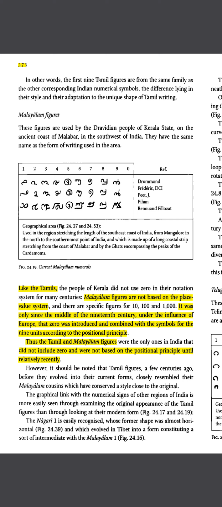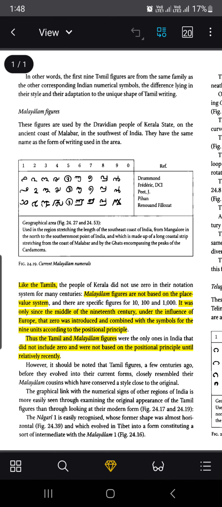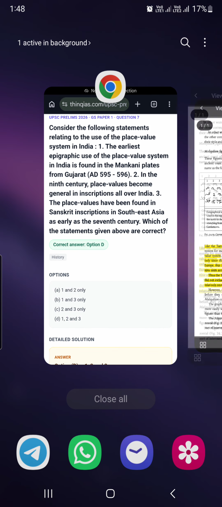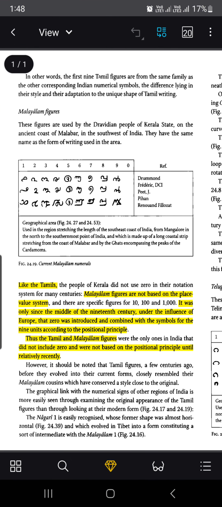What is the place value system? It's something related to inscriptions and how numbers are represented. What we need to understand is that it was not present in the 9th century all over India. Rather, there were Tamils, Malayalis, Kerala, and even some Sinhalese which did not have the place value system. So the source that we are citing is this book, and this is the evidence.